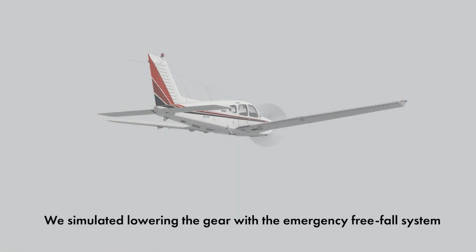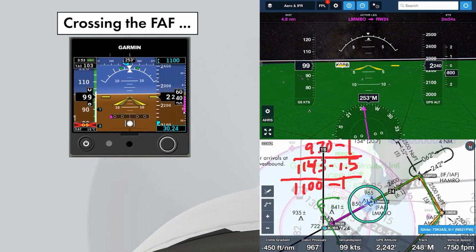Just prior to the final approach fix, we lowered the gear using the Aero's emergency free fall system. It's simple in the Aero, but if you fly something with a more involved manual system, lower the gear earlier, before you get busy on the approach, and increase your power settings to compensate.